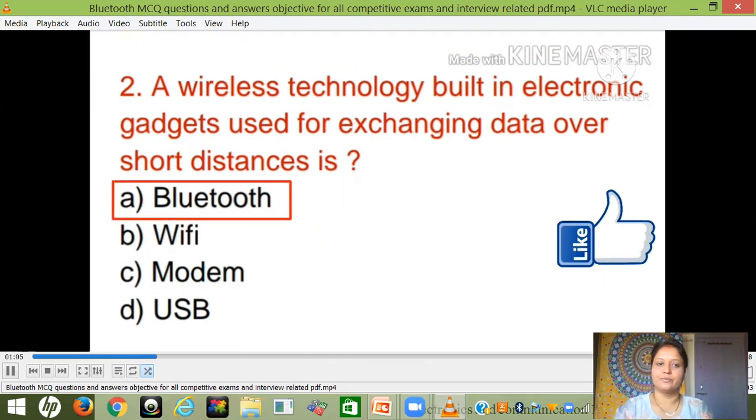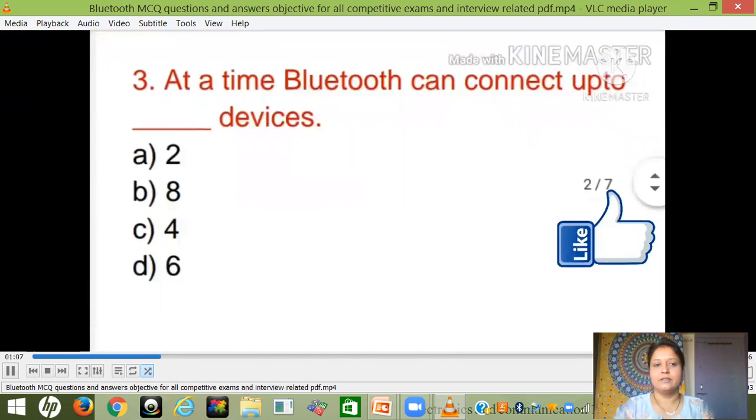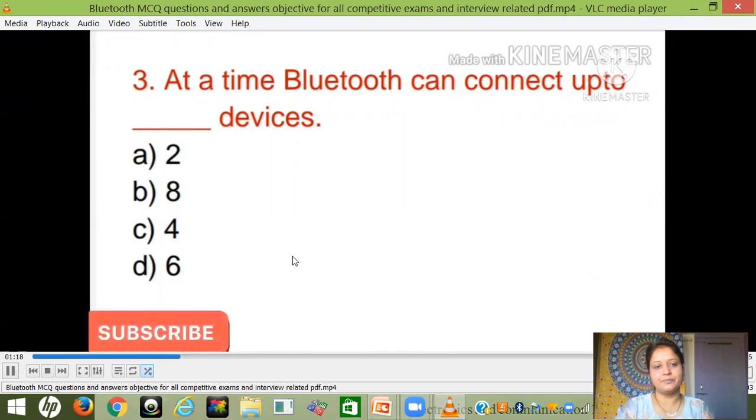At a time, Bluetooth can connect up to dash devices here. 8, 4, 6 or 7. How many devices can it connect? Yes, right. It is up to 8 devices.